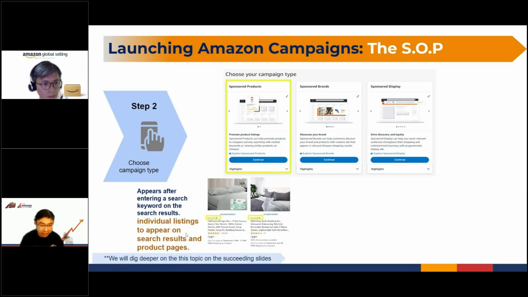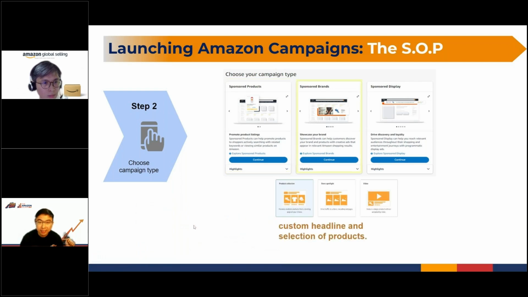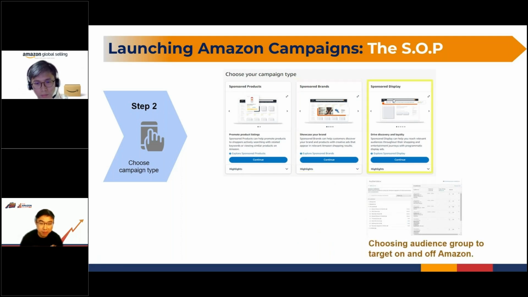All right, so we'll dig deeper into this on the succeeding slide. For sponsored brands, they have three types of patterns that you can use: product selection, store spotlight, and video ads. We will deep dive into this later on as well. And of course, lastly, we have sponsored display.